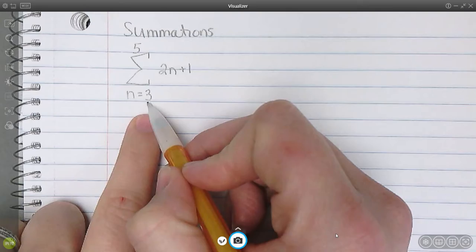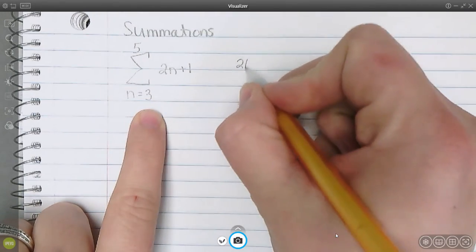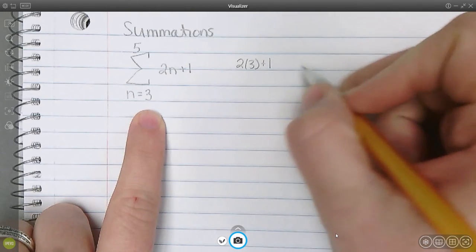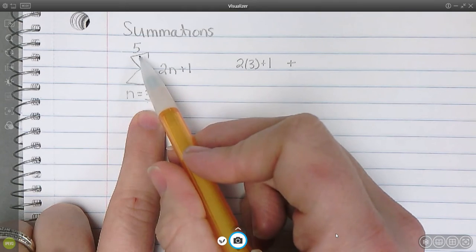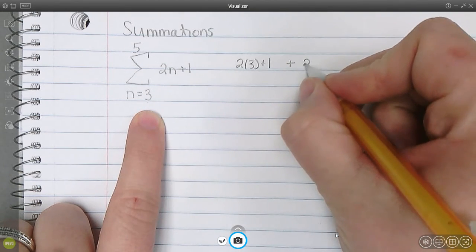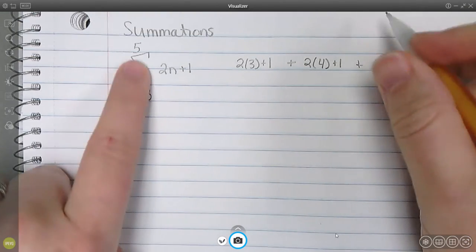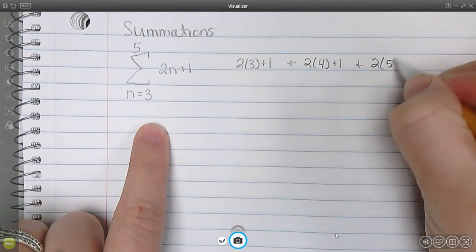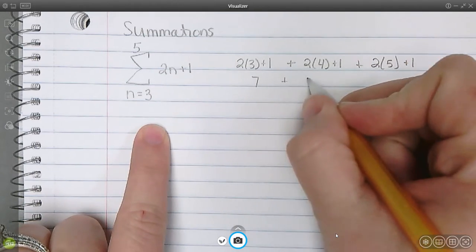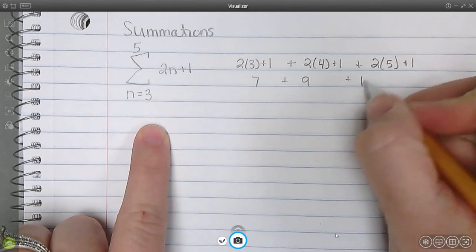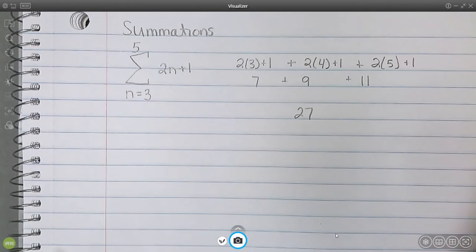My first number is a 3. So I take 2 times 3 plus 1. Okay, we are adding. We're going from 3 all the way to 5, so my next number is 4. Then you take 2 times 4 plus 1. And my last number is 5, so I take 2 times 5 plus 1. This gives you 7, this gives you 9, and this gives you 11. When you add those together, you get 27.